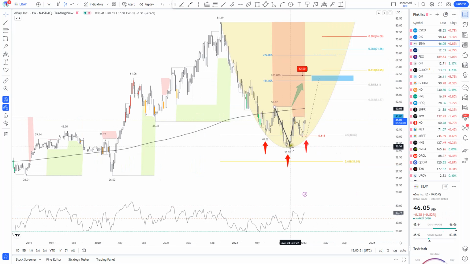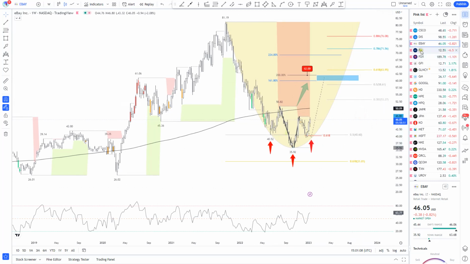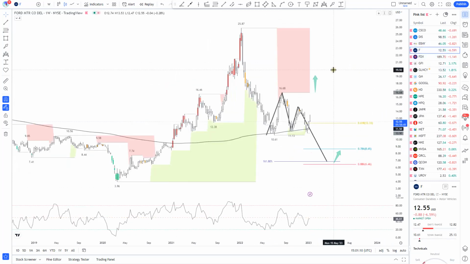Of course, all that will be invalidated with the breakout below the previous low. So if the price keeps trading lower, of course those patterns will vanish, and we'll need to adapt to the new price structure. Let's go to Ford.